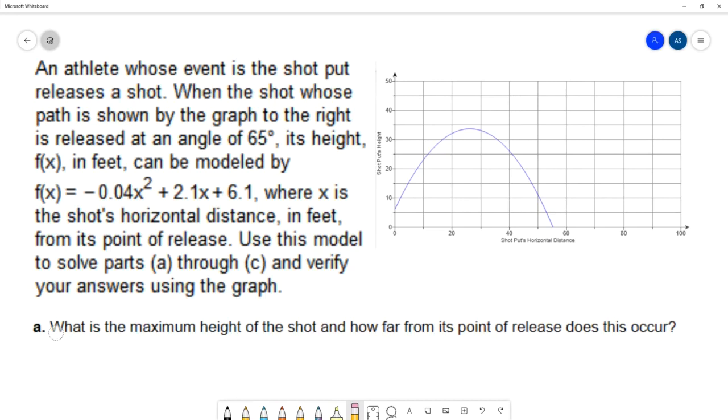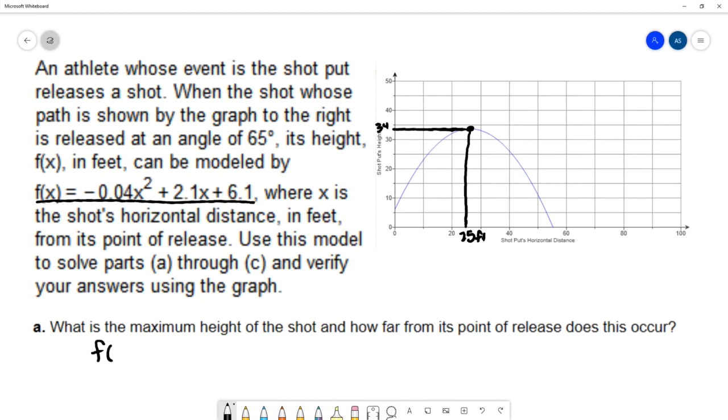So in part A, we want to know what is the maximum height of the shot and how far from its point of release it occurs. Using the picture here, we can estimate it, and it looks like the maximum height is probably about 34 feet, and the distance from its point of release looks to be maybe 25 feet. But we're going to be able to find the exact answers using the function that we're given here.